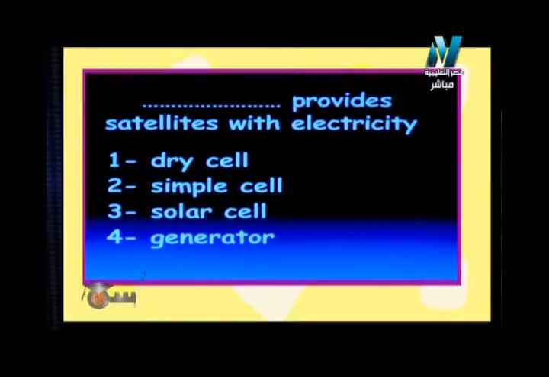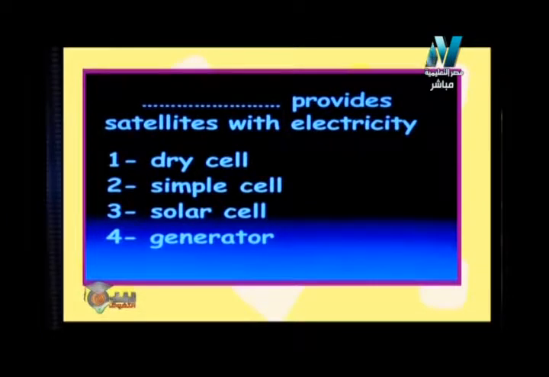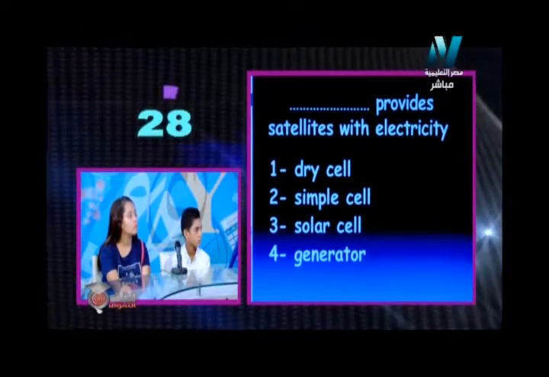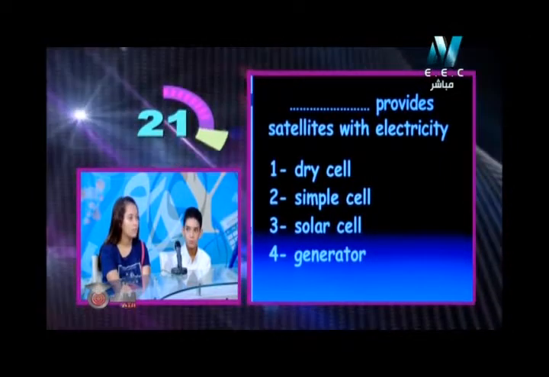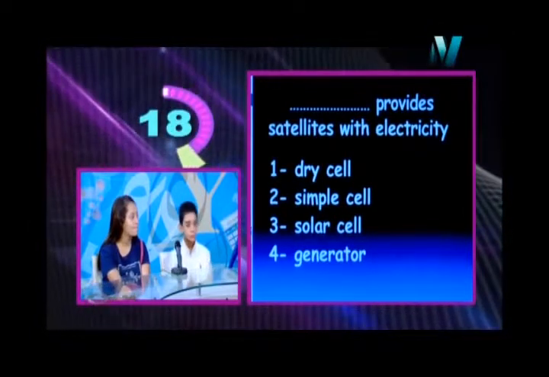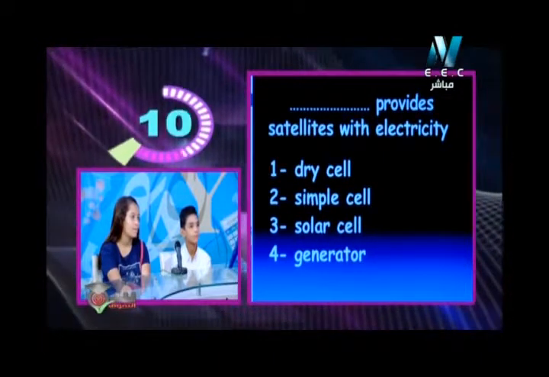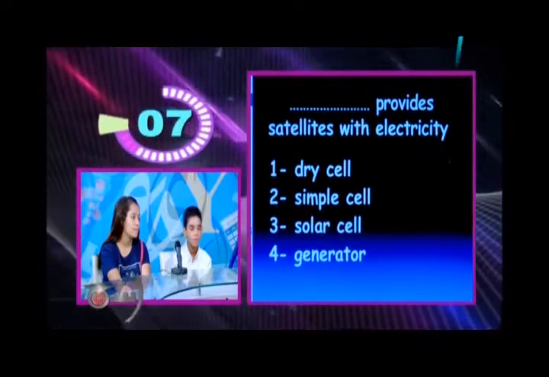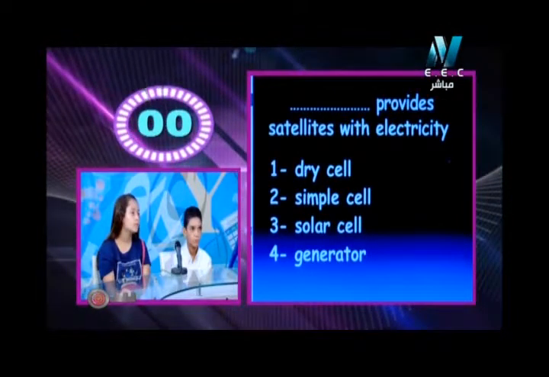Another question, first team. The question says, what provides satellites in space with electricity? Dry cell, simple cell, solar cell, generator. Take your time, Mirolla. You concentrate. You will have 20 seconds, and after that you can answer. The question says, dry cell, simple cell, solar cell, or generator: which provides satellites with electricity? You will have 6 seconds. 4, 3, 2, 1. You can answer now.